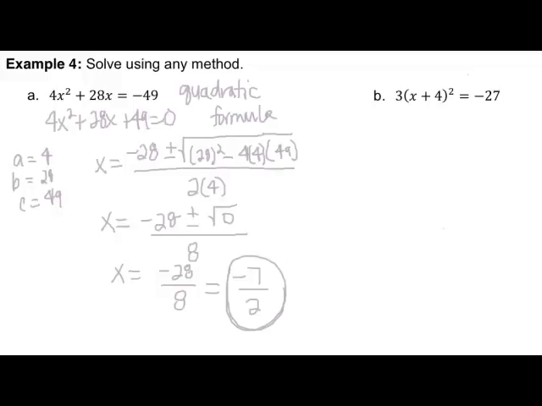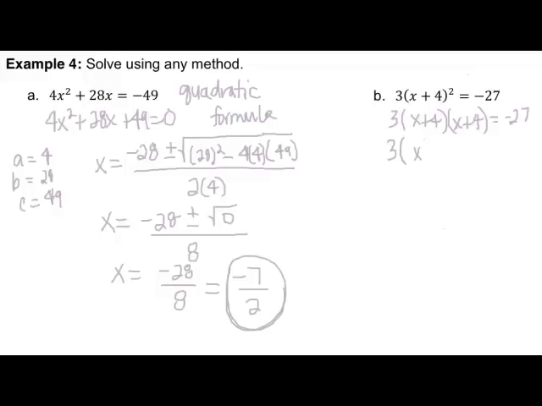For example B, we have 3 times the quantity x plus 4 quantity squared equals negative 27. Now before we can do anything, we need to put this into standard form. In order to do that, we need to multiply it out. So we get 3 times x plus 4 times x plus 4, because remember, x plus 4 quantity squared is x plus 4 times x plus 4. So I'm going to multiply this out.